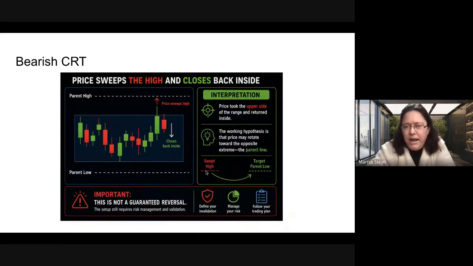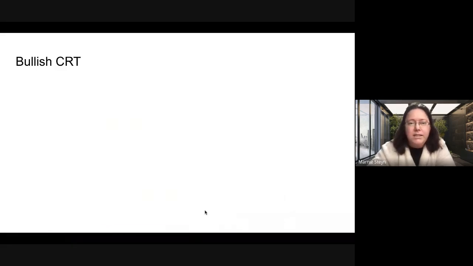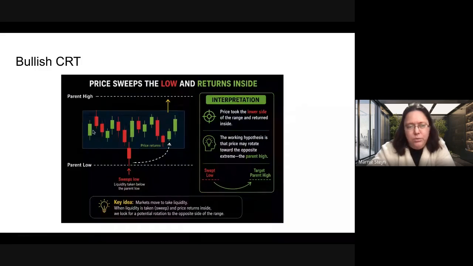So it swept the high, and then you target the low. Important, guys, this is not a guaranteed reversal. The setup still requires risk management and validation. Right. What does a bullish CRT look like?